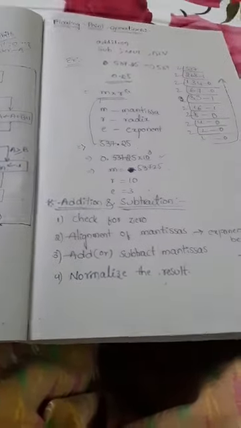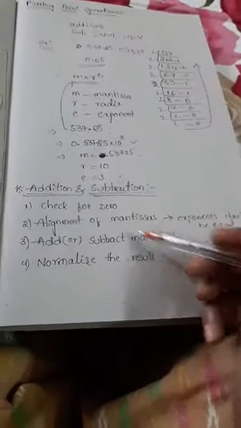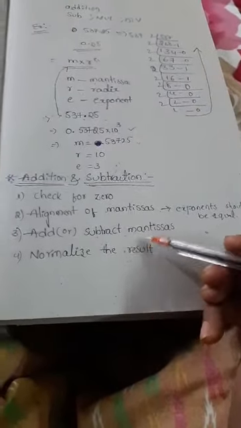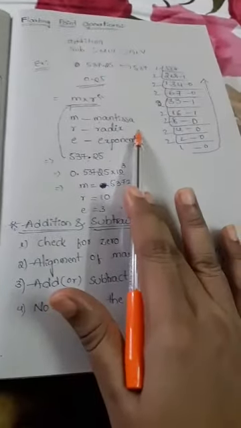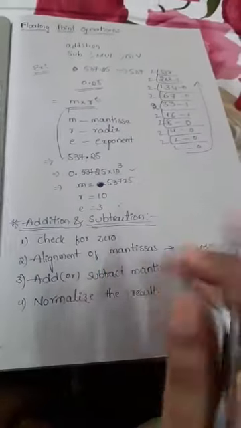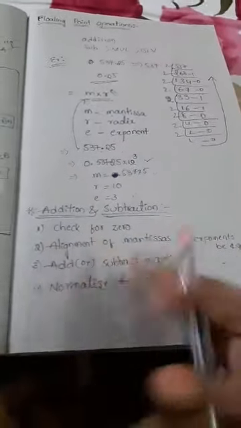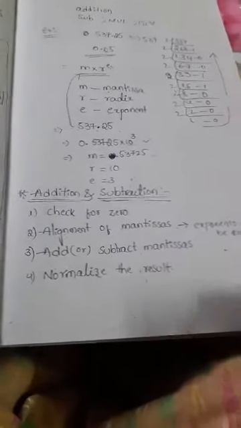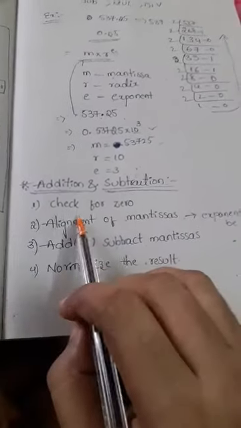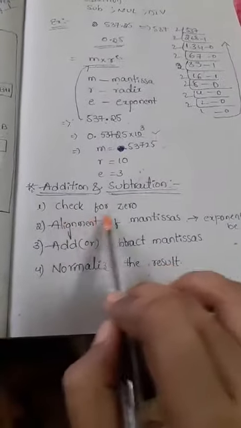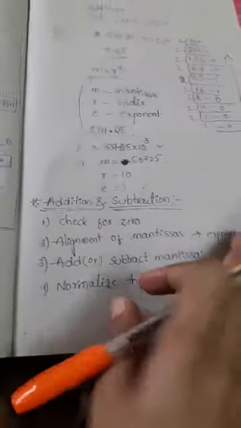So with the help of these four steps we can perform the addition and subtraction operations on floating point numbers. First we'll see the addition procedure. Likewise we can perform the subtraction also. In that, the first step is to check for zeros. One by one we can verify that.